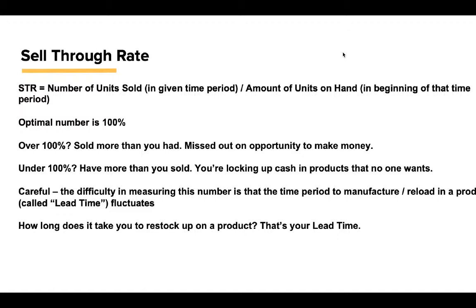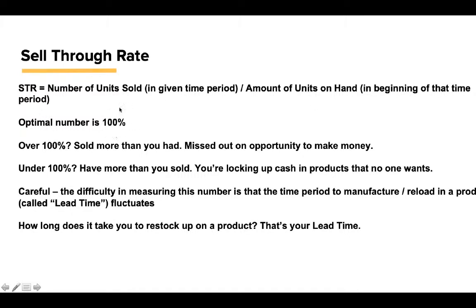Now, as a means to an end to get to solving some of these problems and reaching some of these goals, we're going to have to understand some important KPIs. The first one is your sell-through rate. The technical mathematical way of explaining it is: your sell-through rate equals the number of units sold in a given time period divided by the amount of units you had on hand at the beginning of that time period.